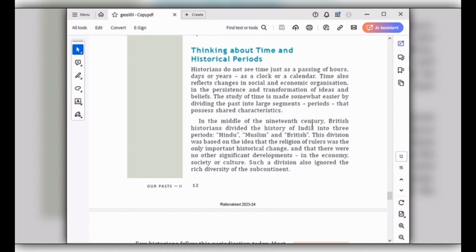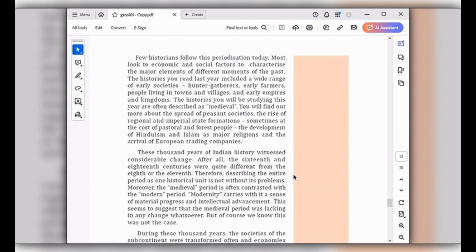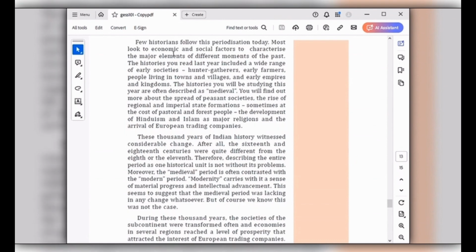In the middle of the 19th century, British historians divided the history of India into three periods: Hindu, Muslim, and British. This division was based on the idea that the religion of rulers was the only important historical change, and that there were no other significant developments in the economy, society, or culture. Such a division also ignored the rich diversity of the subcontinent. Few historians follow this periodization today. Most look to economic and social factors to characterize the major elements of different moments of the past.